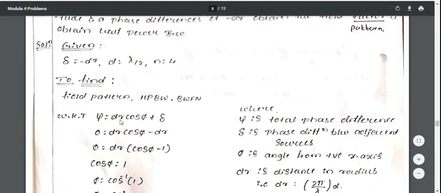Now to find the field pattern and half power beamwidth, you know this particular equation. The total phase difference psi is equal to dr cos phi plus delta. That is the total phase difference. Let us consider the total phase difference as 0. So at this moment, dr cos phi minus dr.